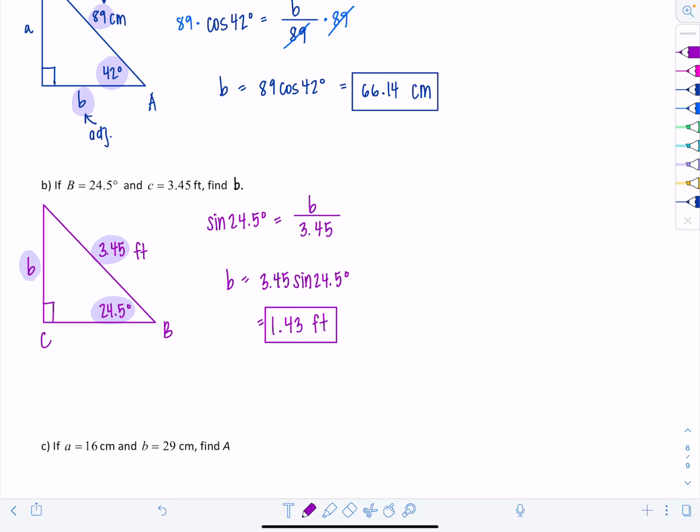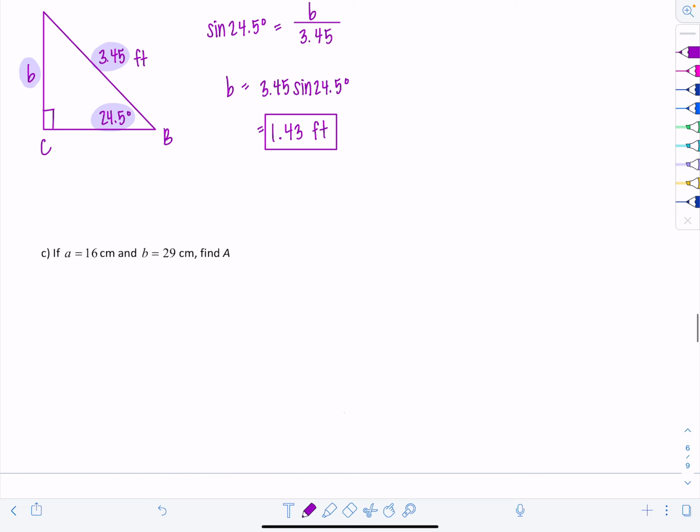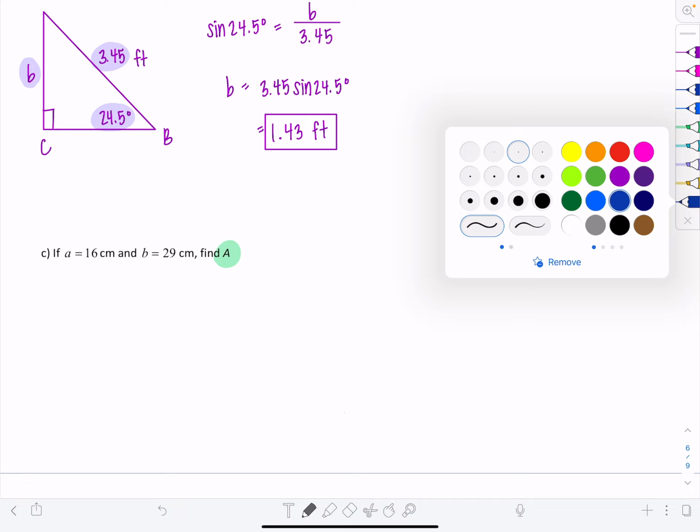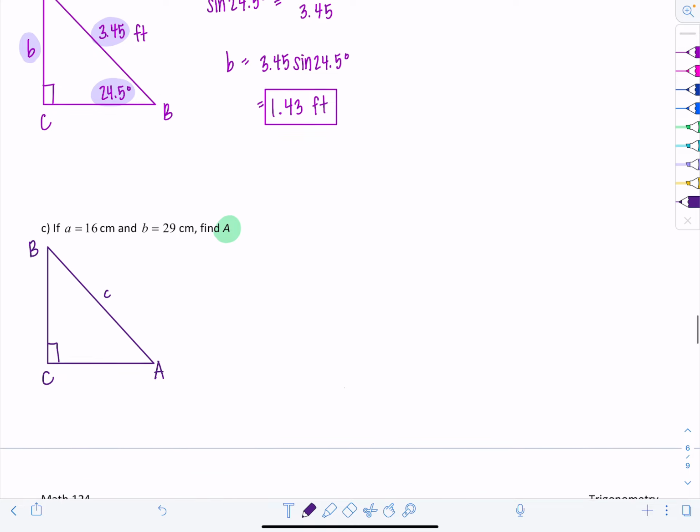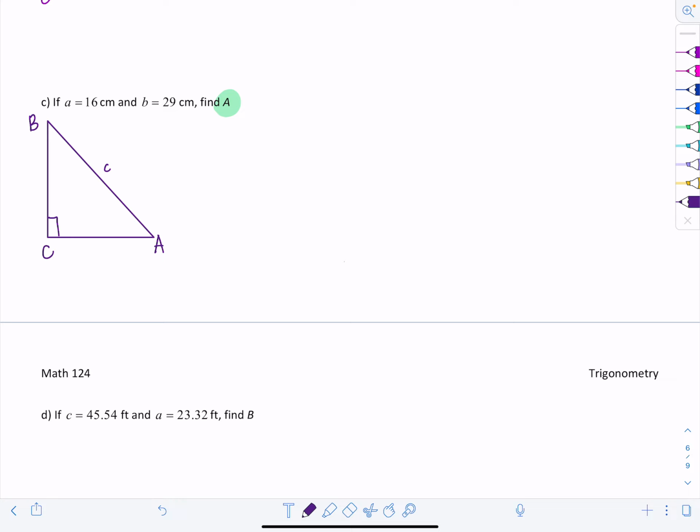Now let's change things up a little bit. Here, they're giving me side A and side B, and they want us to find angle A. Angle A, interesting. Okay, so I'm going to draw my triangle again. Remember, C represents the right angle. So here's side C, and it doesn't matter which one's A, which one's B. So side A is 16 centimeters, that's going to be over here. Side B is 29 centimeters, and they want me to find angle A.